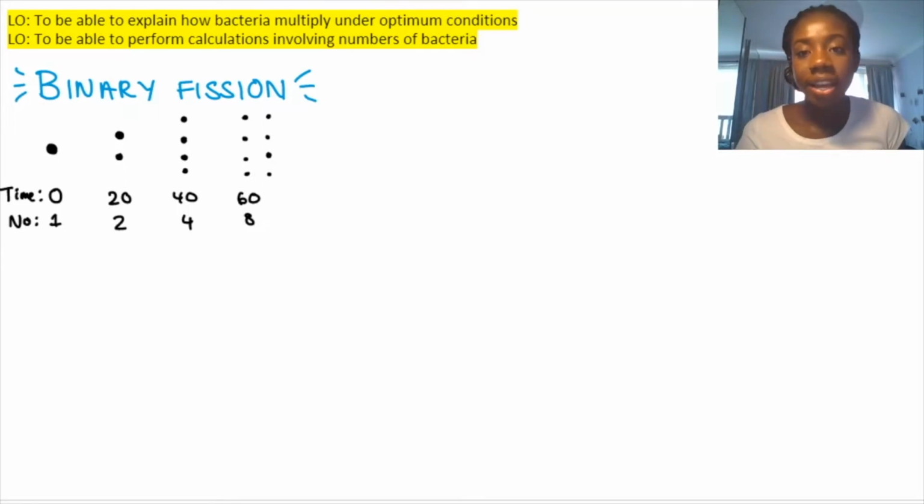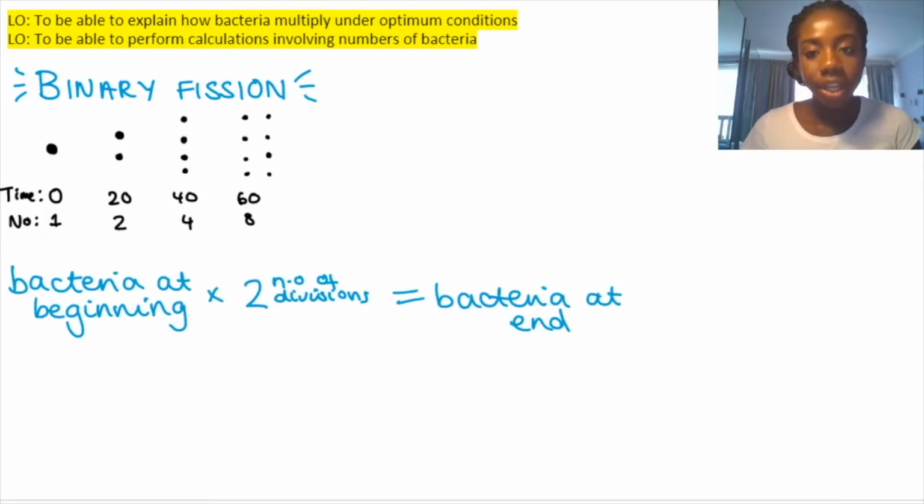So as you can see, binary fission is quite exponential in nature. The number of bacteria can increase very rapidly. So after a couple of hours, you'll have quite a large amount of bacteria. So if we are given the mean division time, for example, 20 minutes, we can actually calculate roughly how many bacteria will be present in a sample at the end of a given time using this formula, which is the number of bacteria at the beginning times 2 to the power of the number of divisions, and that will give us our total number for the n number of bacteria.